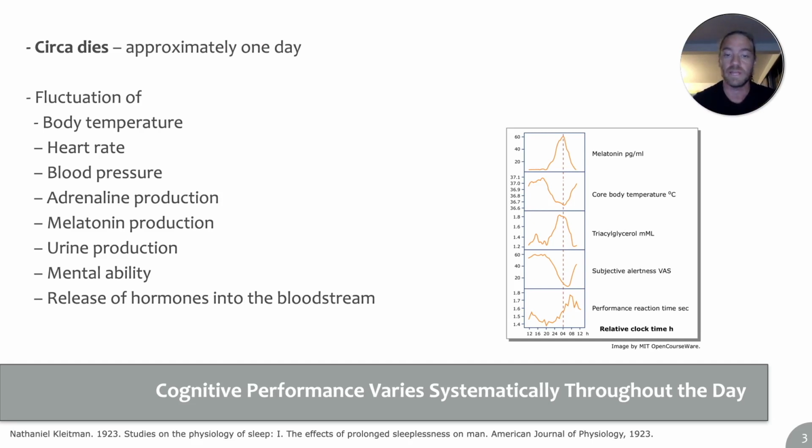Kleitman in 1923 was among the first to find a link between cognitive performance, chronobiology, and sleep. Circadian rhythms, circadian meaning approximately once a day, are fluctuations of body temperature, heart rate, blood pressure, and so on. These functions in the body influence cognitive functions as well, including alertness and vigilance.